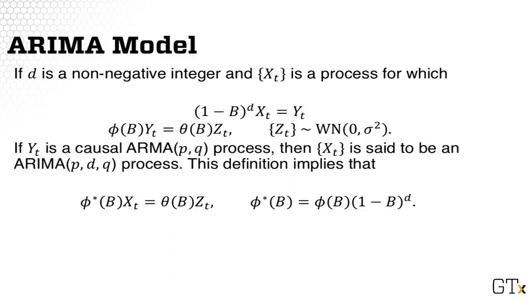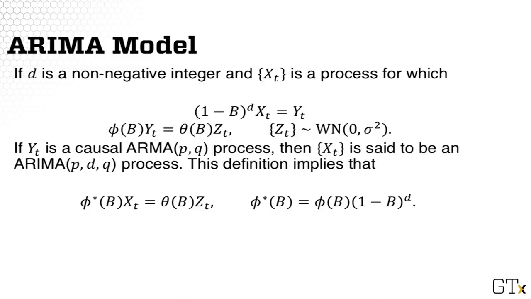How can we express this formally? Given a time series xt, we apply the differencing polynomial (1 minus B) to the power of d. This additional polynomial applies one lag differencing d times. The resulting process after differencing, yt, is further modeled using an ARMA process. If the process yt after differencing is a causal process, then xt is said to be an ARIMA process of orders p, d, q. If we multiply the AR polynomial phi(B) with the differencing polynomial (1 minus B) to the power of d, we obtain the polynomial phi star of B.